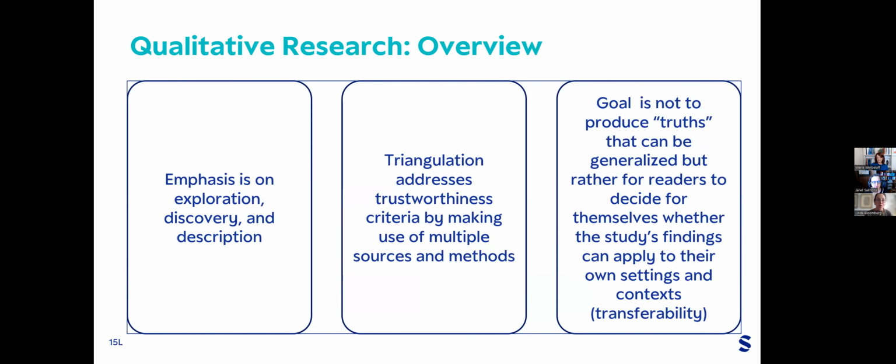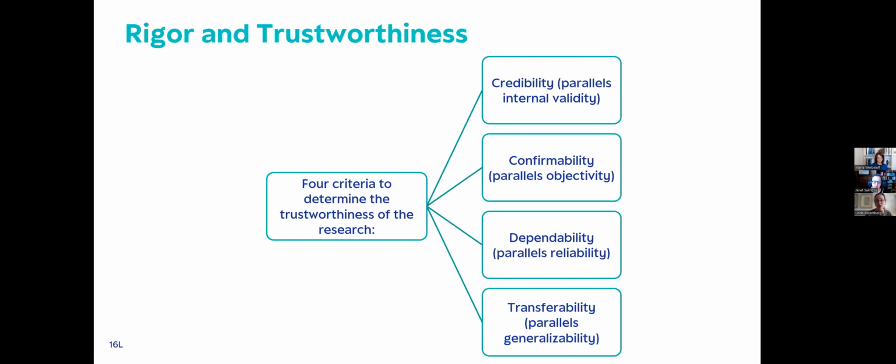Now, in contrast to quantitative research, qualitative research, remember, which is the drill metaphor, we're drilling down very deeply to understand findings very, very deeply and specifically, as opposed to the plow, which is more broad, trying to plow the entire field of inquiry. In qualitative research, the emphasis is on exploration, discovery, and description of a very specific and well-defined problem. Triangulation addresses trustworthiness by making use of multiple sources and multiple methods. And as opposed to quantitative research, the goal is not to produce truths that can be generalized, but rather for readers to decide for themselves whether the study's findings can or could apply to their own settings or contexts, a concept that is referred to as transferability, as opposed to generalizability.